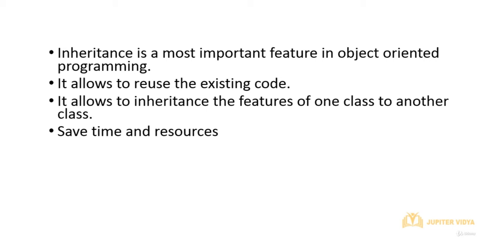So in inheritance we derive the features of one class to another class so that we can save time and resources. In the real world, a child gets the properties and features of the parent, but in programming, because we have code here, we will get the code here.